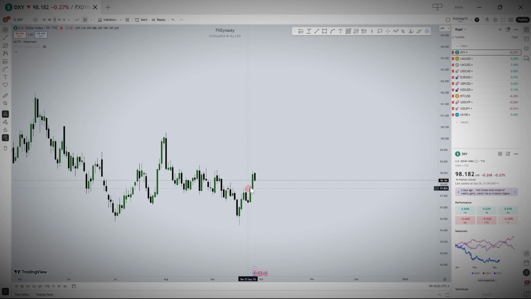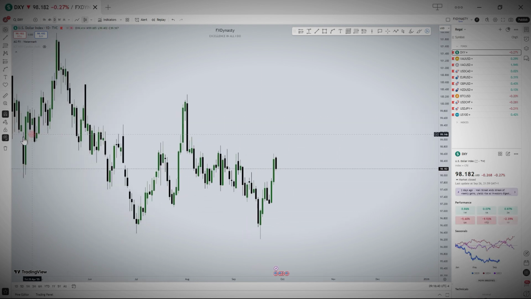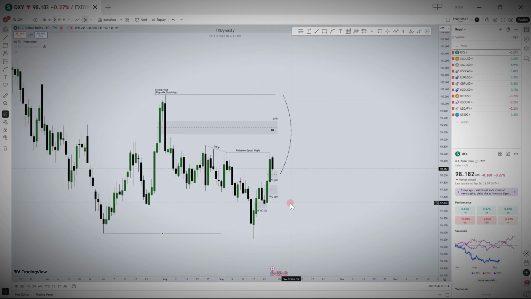So for this week, I'm expecting that price will mitigate this fair value gap, or this one here, like this, and we move up. So for this week, I'm expecting bullish price on DXY and the dollar as a whole. Before I forget, let me show you the analysis and annotation I have on this pair. So this is the analysis I have for this particular pair.